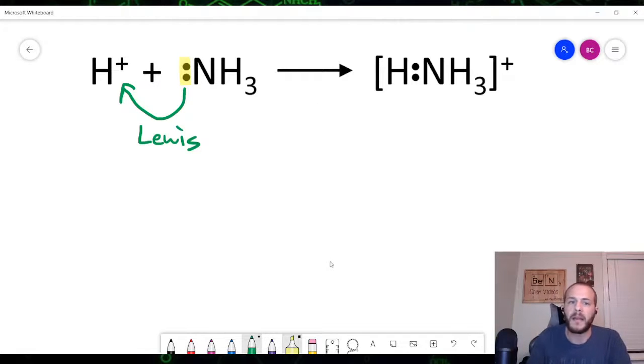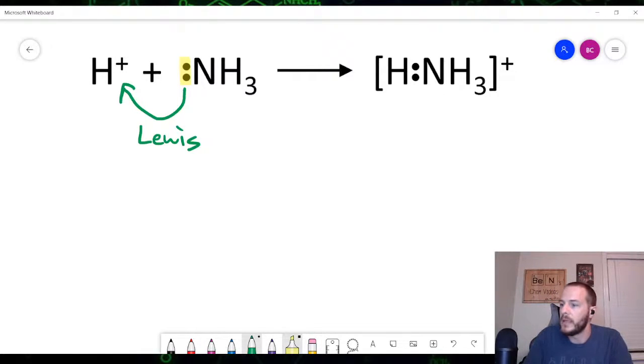Instead of looking at it from donating a proton, we're looking at it as donating an electron pair, right? So in this case, NH3 would be considered the Lewis base. It donates an electron pair. And the H plus would be considered a Lewis acid because it accepts an electron pair.